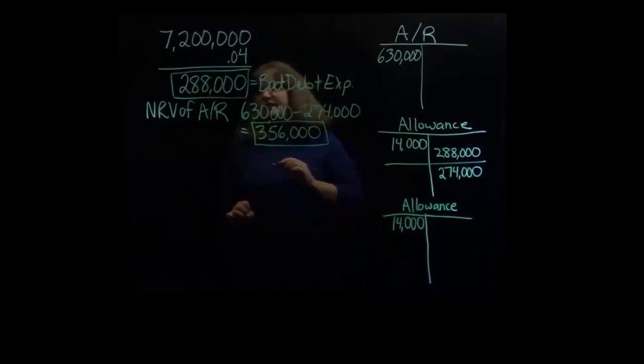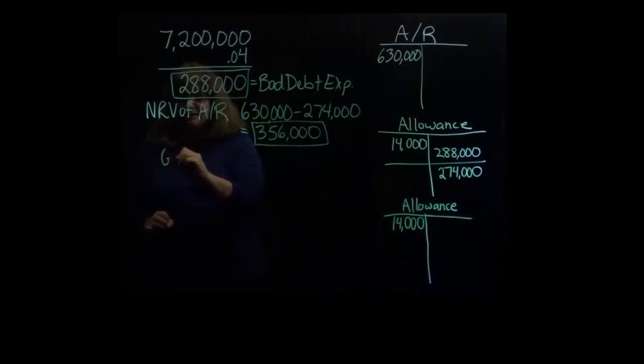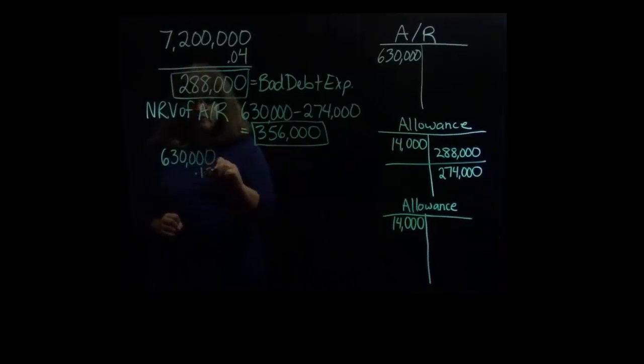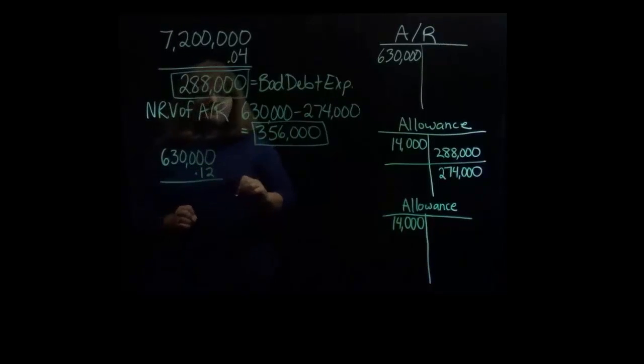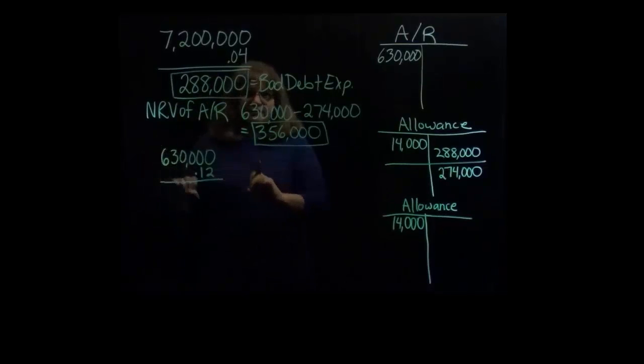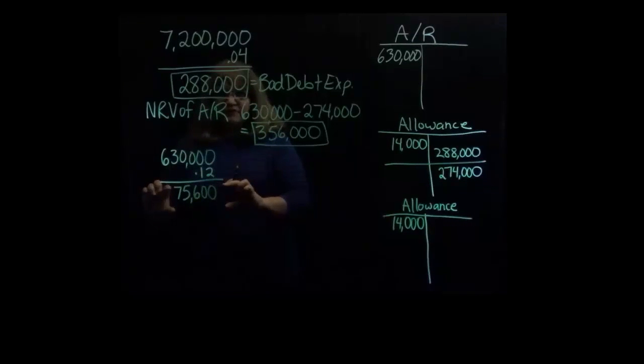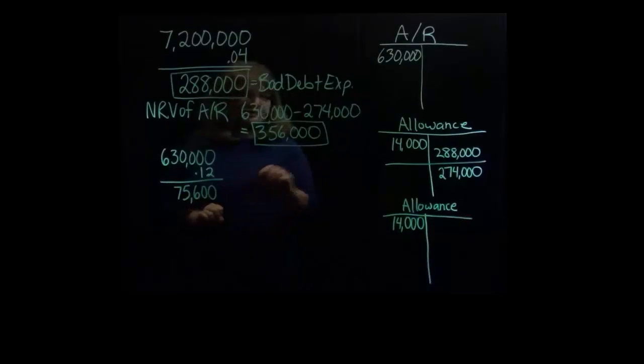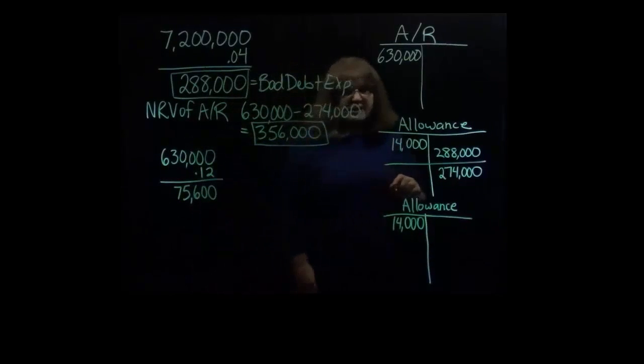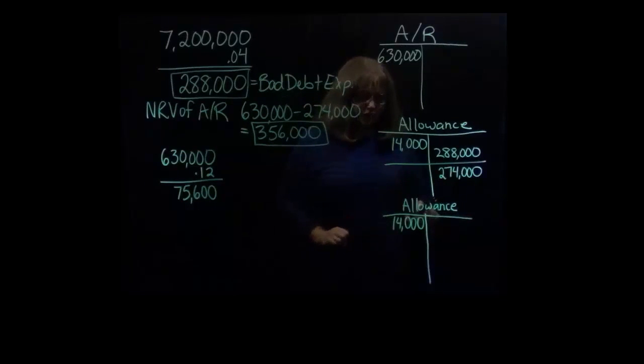So under the percent of receivables method, we're told that $630,000 times 12% is what we expect to be uncollectible of the receivables that we have. So $630,000 times 12% gives us $75,600. That's the dollar value of the accounts that we think we will not be able to collect. Therefore, that's what we want to be the balance in our allowance account. And of course we want that balance to be on the credit side.